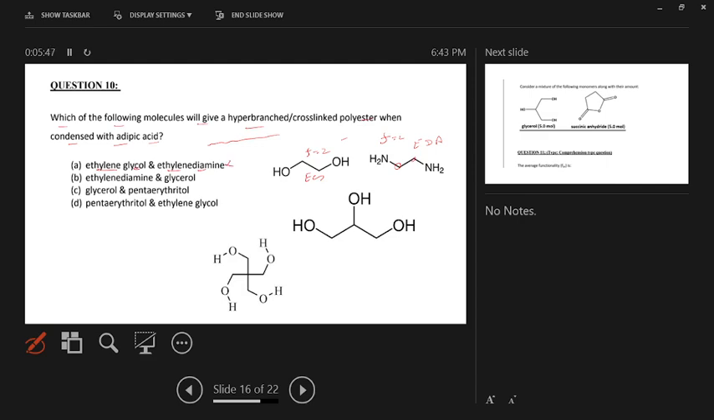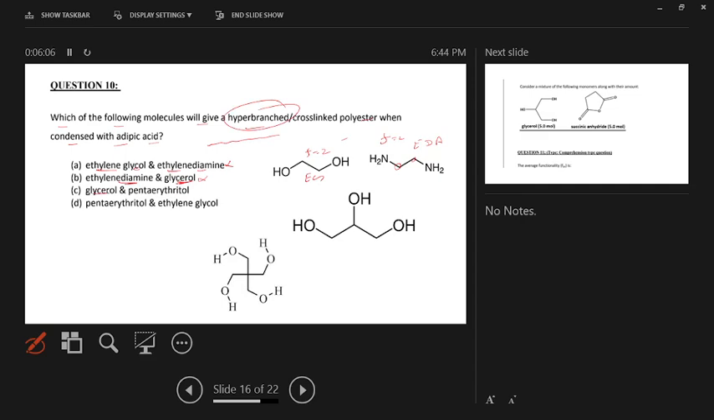Next, glycol has 3, so it can make some branch structure. Glycerol can make some branch structure, but it will mainly make a straight chain. It will not make a hyperbranched polymer, so it is not the right answer.